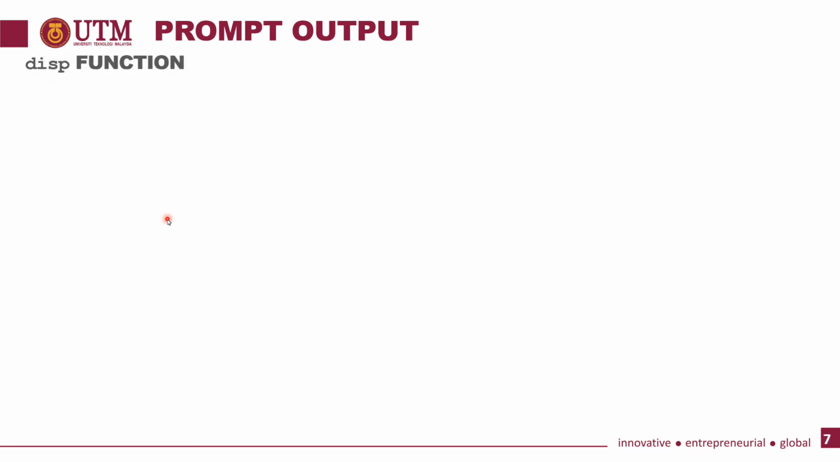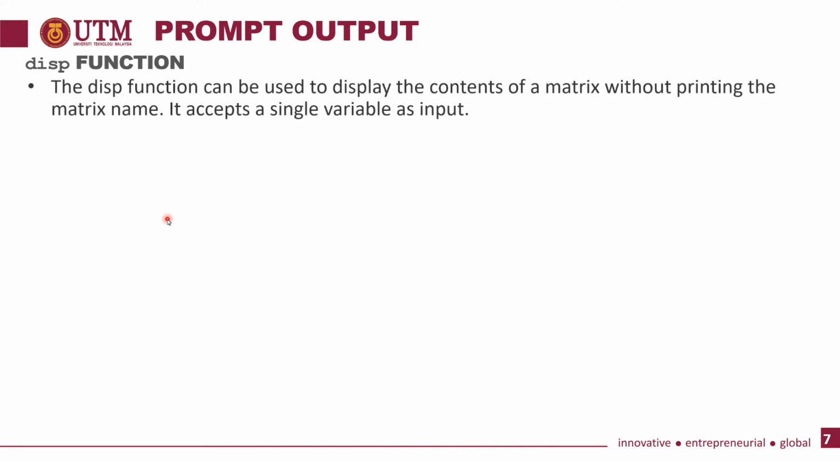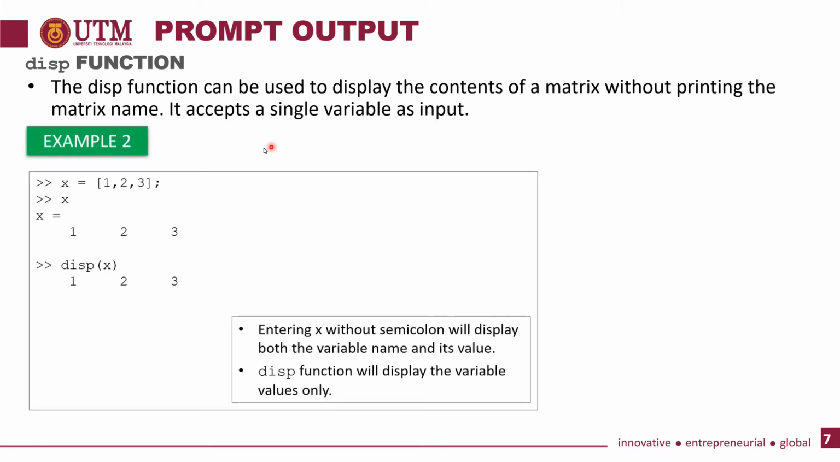All right, so let's take a look at the DISP function first, the display function. The DISP function can be used to display the contents of a matrix without printing the matrix name. It accepts a single variable as input. Let's take a look at example number 2. You see here, we already initialized x as the value of 1, 2, and 3. When we display the value of x, it will only display the value inside the variable x, without indicating that x equals 1, 2, 3.